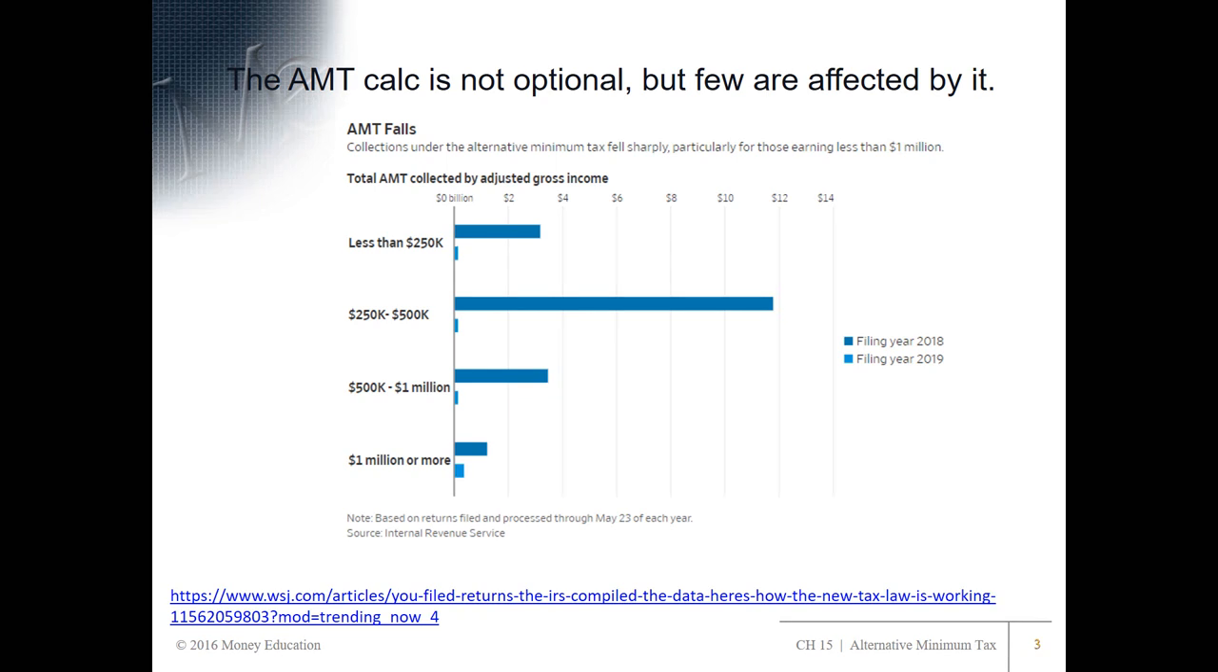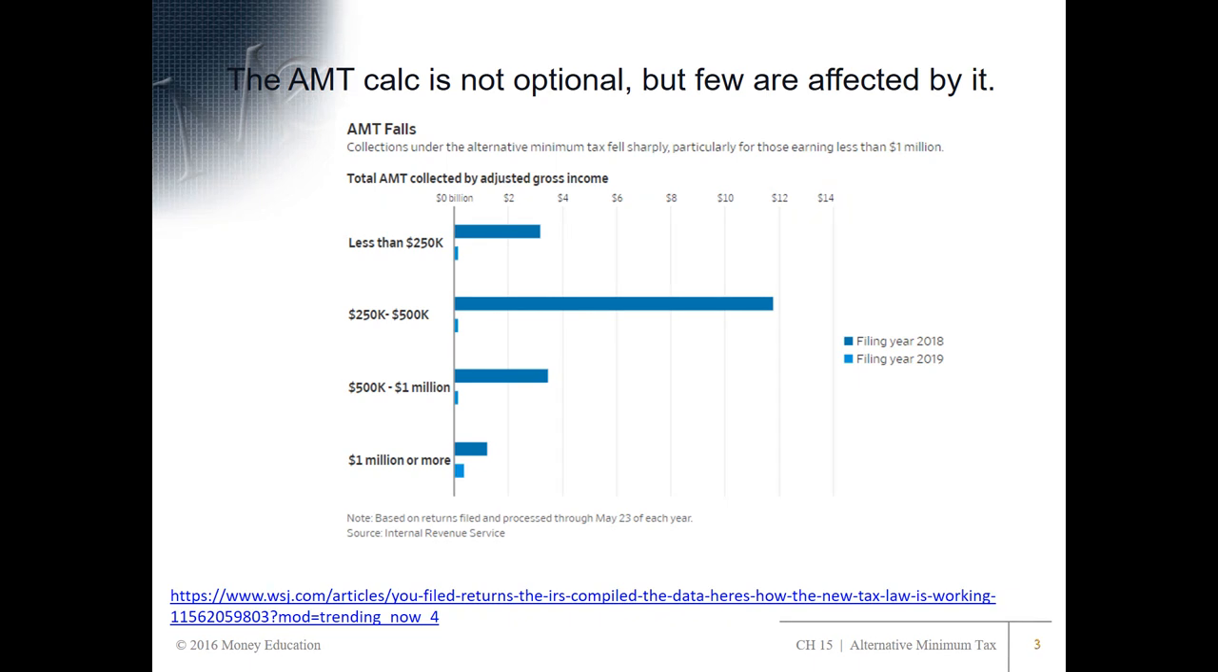The AMT calculation is not optional, but few are affected by it. So really you are supposed to calculate the alternative minimum tax for every taxpayer. But the good thing is that very, very few people are affected by it. So often, I mean, you can just eyeball it and tell that there's no way they're going to be subject to the AMT.